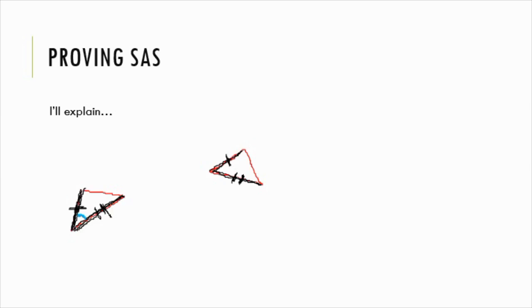So if on this triangle the included angle is congruent to the included angle in the same spot between the other two sides, if those two angles are congruent, and those sides are congruent, then the two triangles are congruent. So we have a side, and then we have an angle, and then a side. If this side is congruent to this side, and this angle is congruent to this angle, and this side is congruent to this side, then the two triangles are congruent. And that's the side angle side postulate.